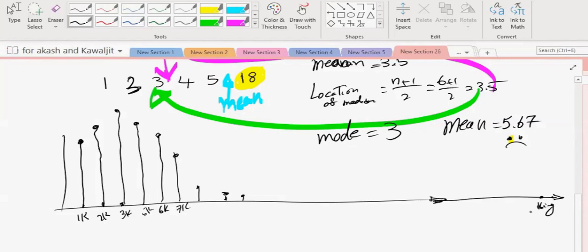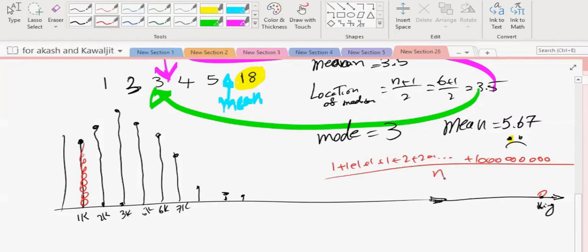Now, if we want to find the average, what should we do? I have to add the income of poor plus poor plus poor plus poor plus poor and all of the poor plus the income of the king. So the incomes are like this: 1 plus 1 plus 1 plus 1 plus 1 plus 2 plus 2 plus 2. And then at the end, I have to add the income of the king, 1 0 0 0 0 0 0 0 0. And then I have to divide by n. That gives me the average. Of course, he's not lying to me, but this mean is a liar itself.